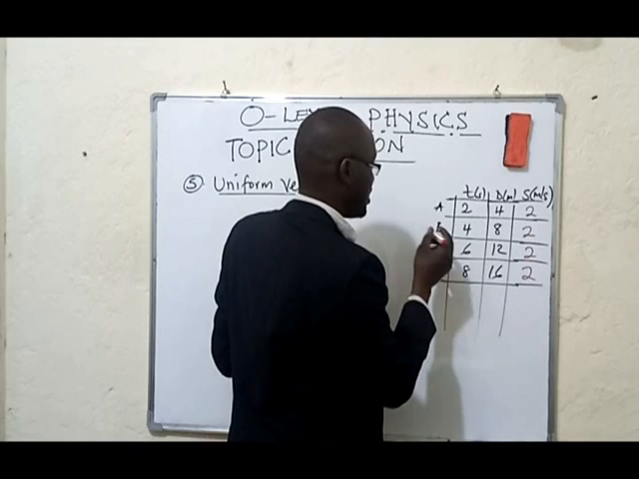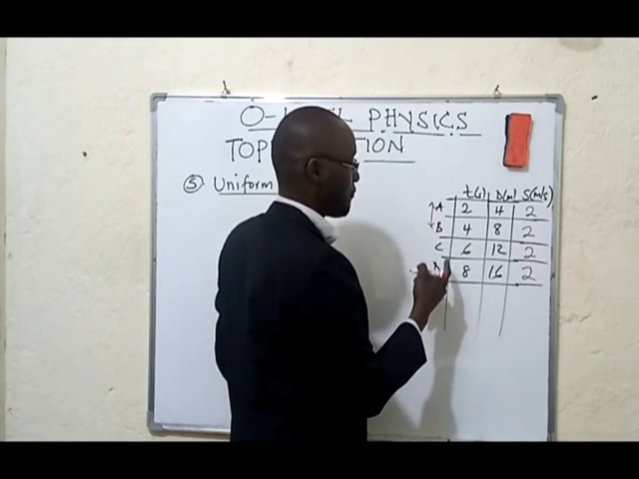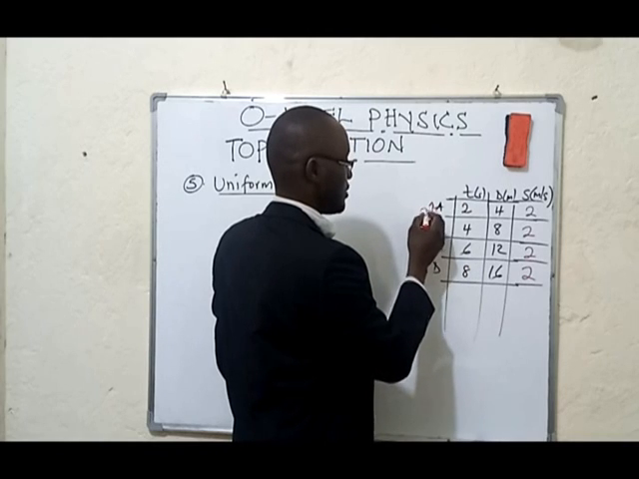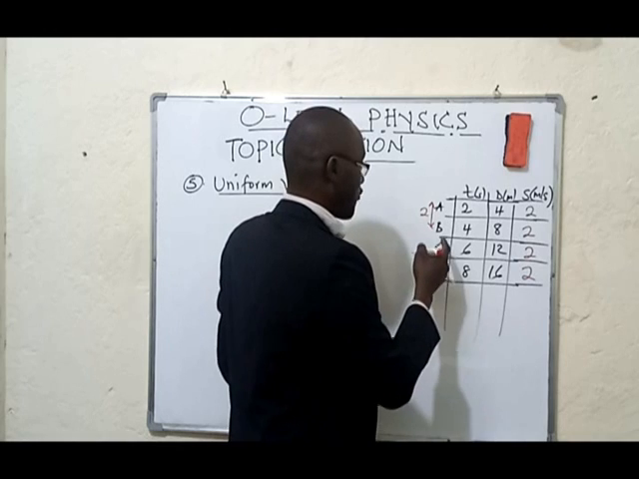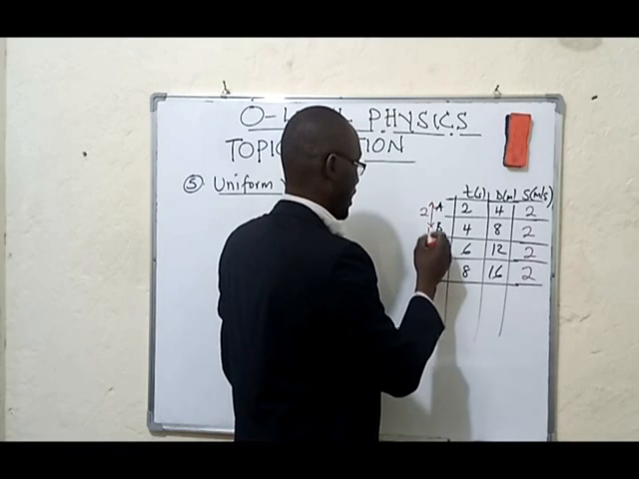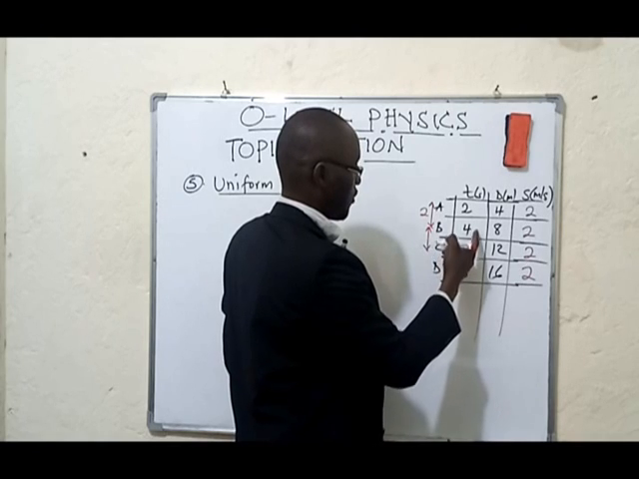So a body's time is changing by equal magnitude. Look at the change from A to B. Look at the change in time. 4 minus 2, it changed by 2. The time is changing by 2. From B to C, look at the time change. The time changed from 4 to 6.